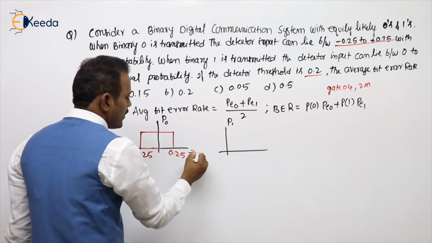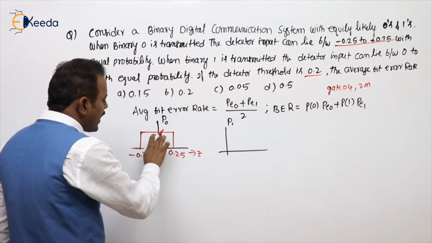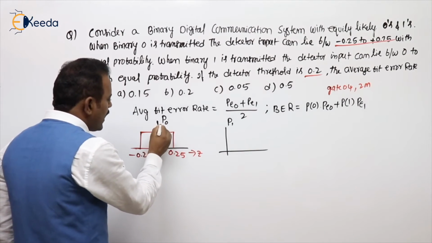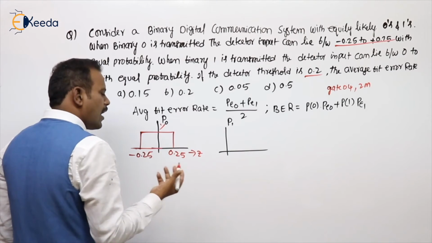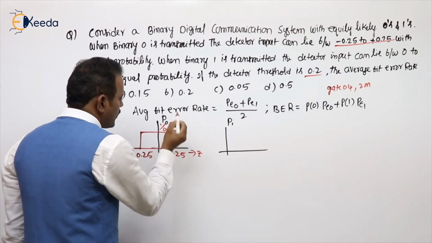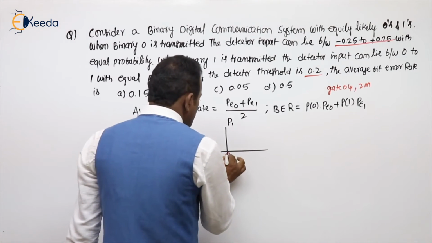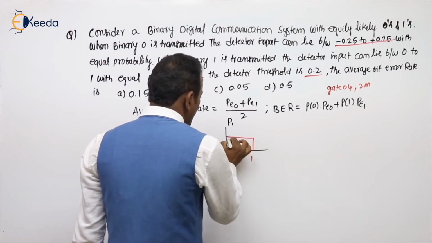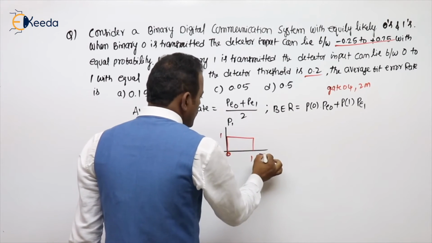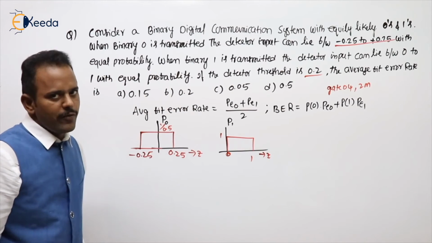Let's take Z as our random variable. And what is that value? This value is 1 divided by upper minus lower limit, or total area should be equal to 1. Here you can take 1 by 0.5. So when 1 is transmitted, it lies between 0 to 1. So 1 by upper minus lower limit will be that amplitude, and total area should be 1.